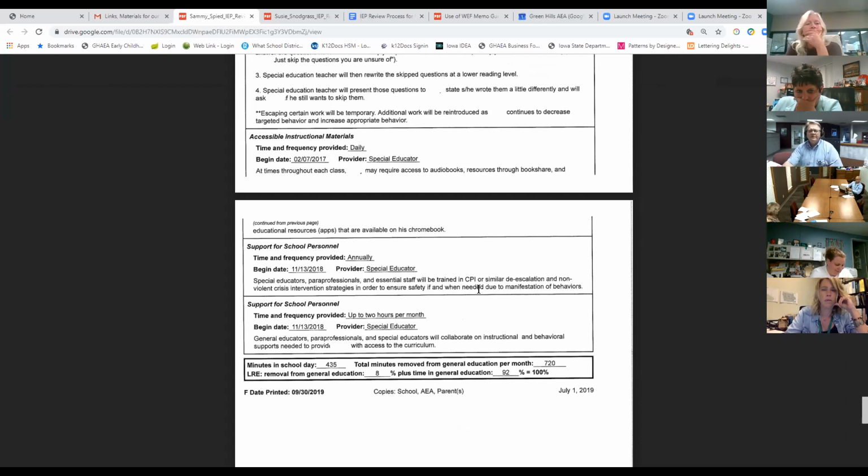Oh, okay. Let's pause here, though. This one says they will be trained in CPI or similar de-escalation and nonviolent crisis intervention strategies in order to ensure safety. That one is okay. That's annually. But this one, the bottom one here, up to 2 hours. We don't like it, but up to 2 hours per month. General educators, paras, and special educators will collaborate on instructional and behavioral supports needed to provide the student with access. So I agree. You're not agreeing with me if you're going to give it a 1. What I smell on that one is, we may get together, we may not. But is it definitely 30 minutes a week?